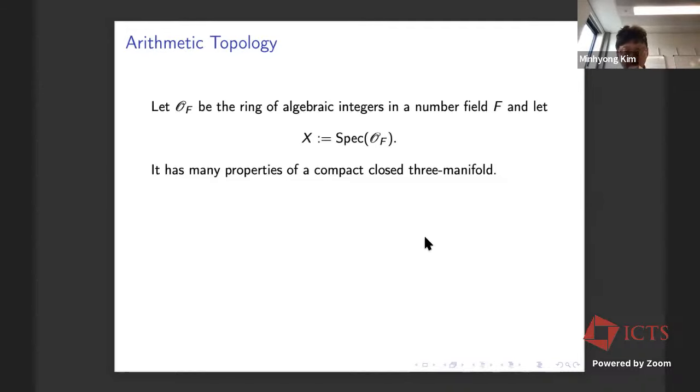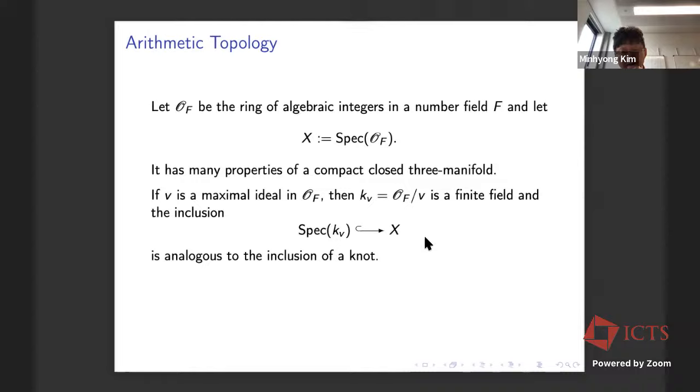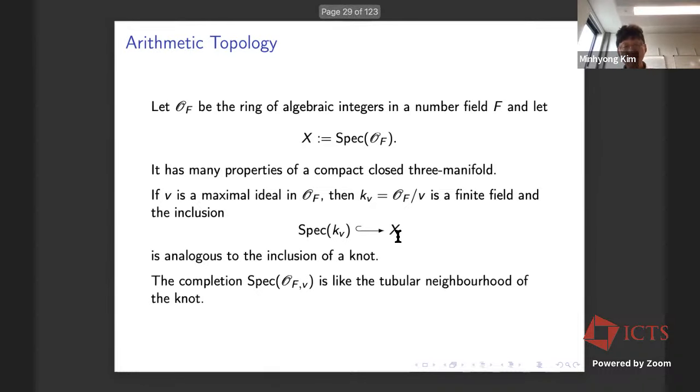But for now, I'll remind you that the most naive reason for thinking of this as being like a three-manifold is that if you take a residue field, that's a finite field, then Spec of the residue field gets included inside Spec of O_F. And we know that the Spec of a finite field, having fundamental group Z hat, is supposed to be like a circle. So one views this as being analogous to the inclusion of a knot. Once you do that analogy, then a lot of other things follow.